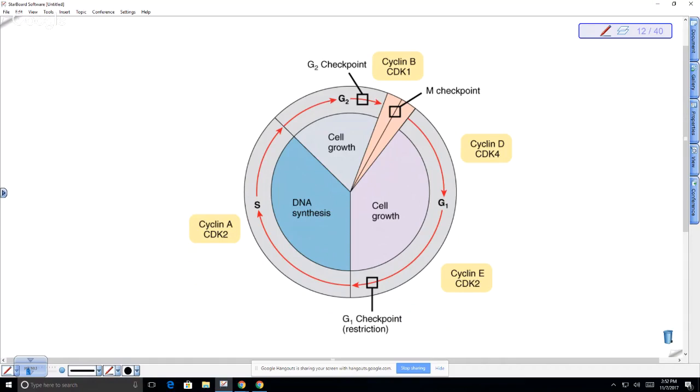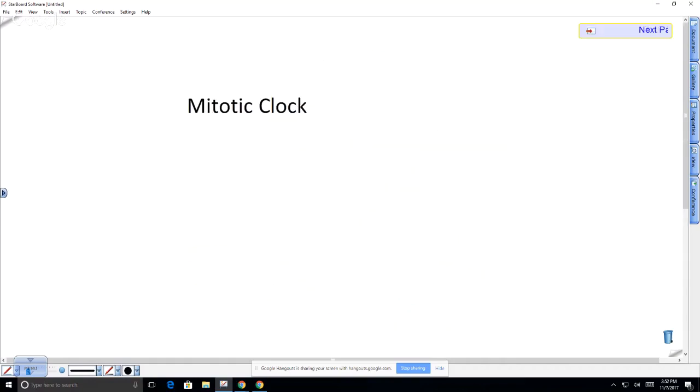A more interesting mechanism, which is very interesting from the perspective of aging as well, is what is called the mitotic clock. Now, this doesn't determine when a cell is going to stop dividing, but it determines how many times a cell will be allowed to divide. So it determines how many times a cell can undergo mitosis.